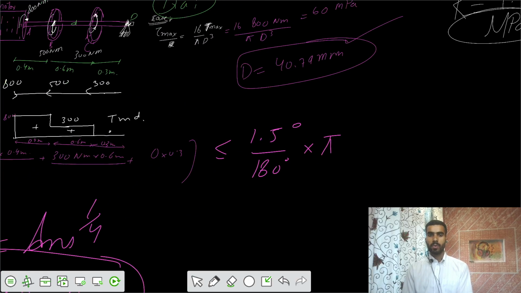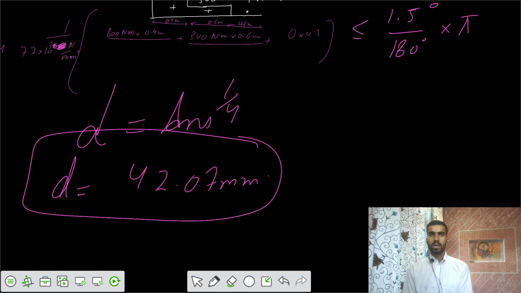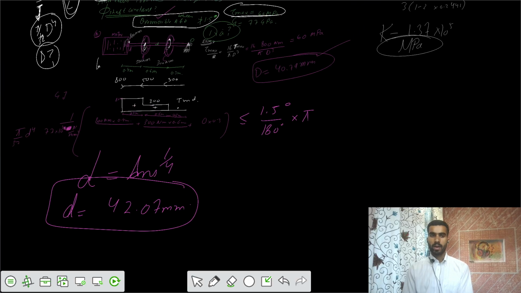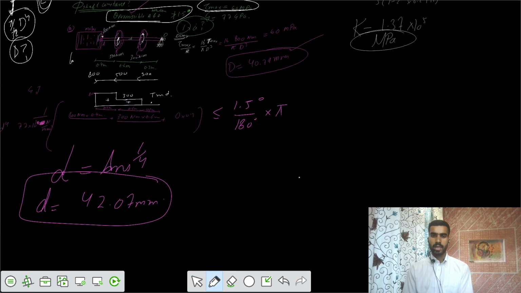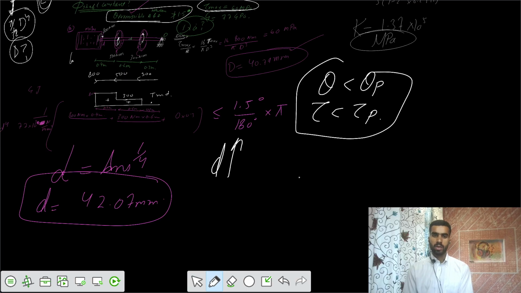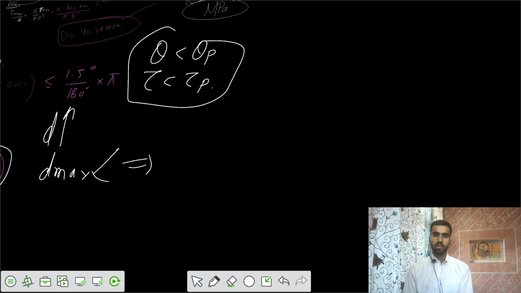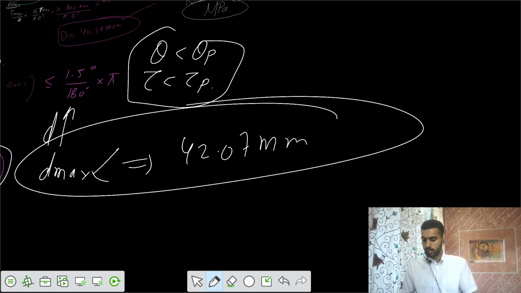Either you can take 40.79 or you can take 42.07. To satisfy both the conditions, such that theta stays less than theta permissible and tau stays less than tau permissible, I should prefer that the diameter should be more. So D should be the maximum of those two, that is equal to 42.07 millimeter. So this is the minimum diameter that you should keep.